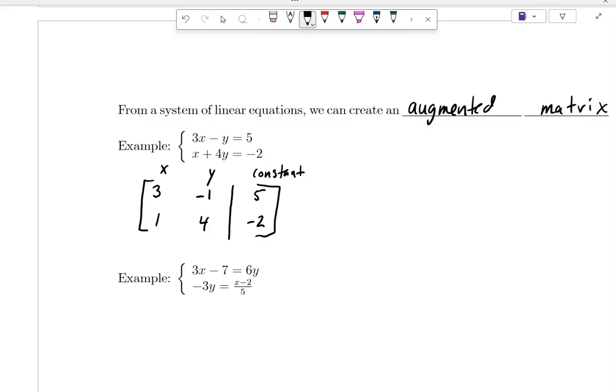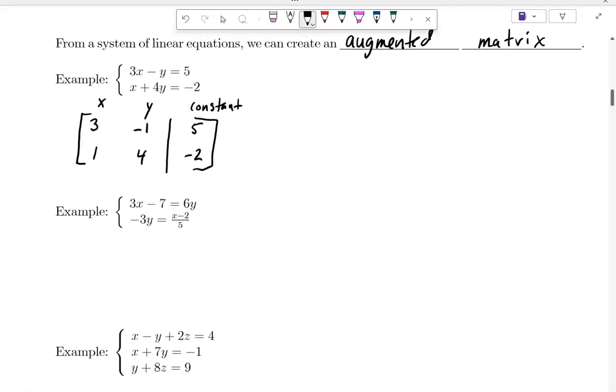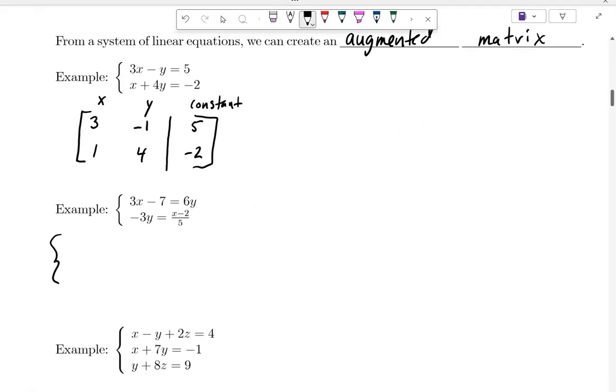Okay. Before you create your augmented matrix, it has to be in that nice standard form, okay? So in the first equation, my first equation, I need to subtract that 6y over to the left, and I need to add the 7 to the right. I want all my variables on one side, all my constants on the other before I do an augmented matrix. Okay? I need to do the same thing for the other equation, but notice it's got an over 5 in there, right?